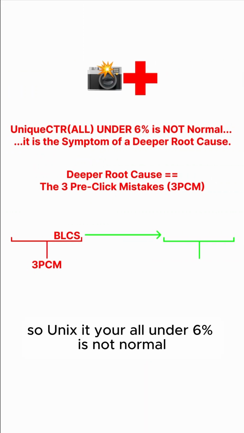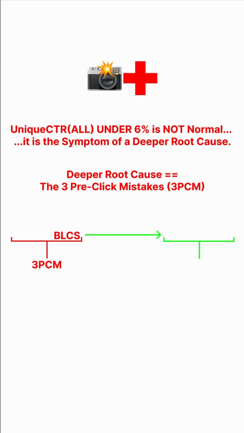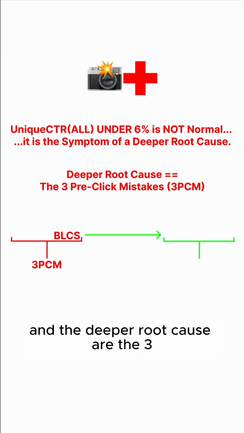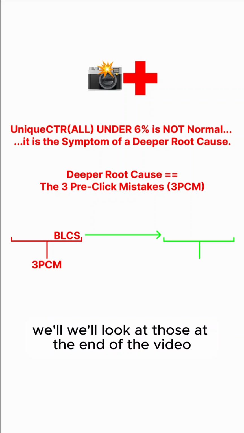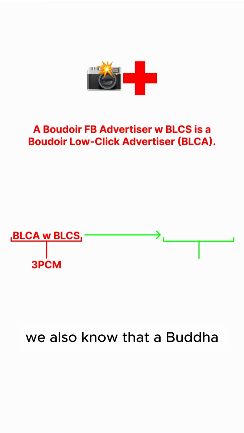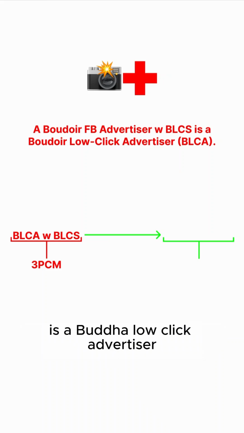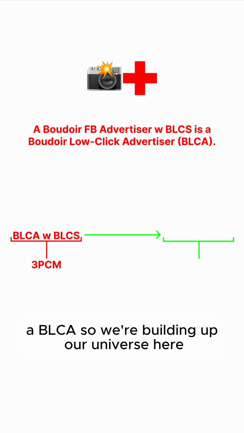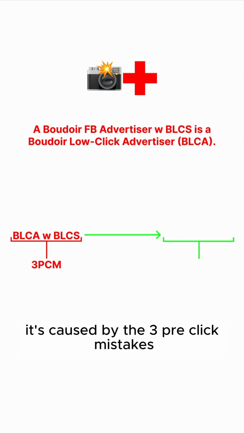So unique CTR all under 6% is not normal, it is the symptom of a deeper root cause. And that deeper root cause are the three pre-click mistakes. We'll look at those at the end of the video. We also know that a Boudoir Facebook advertiser with BLCS is a Boudoir low-click advertiser, a BLCA. So we're building up our universe here. Got our BLCA with BLCS. It's caused by the three pre-click mistakes.